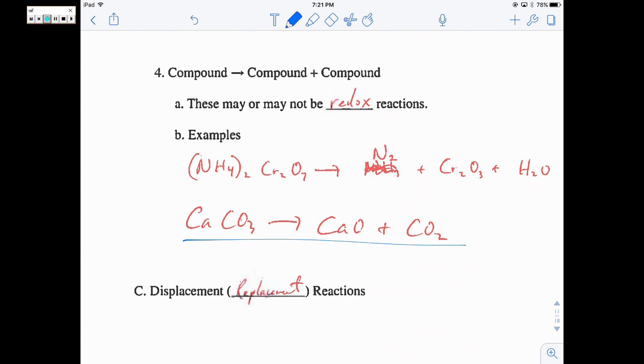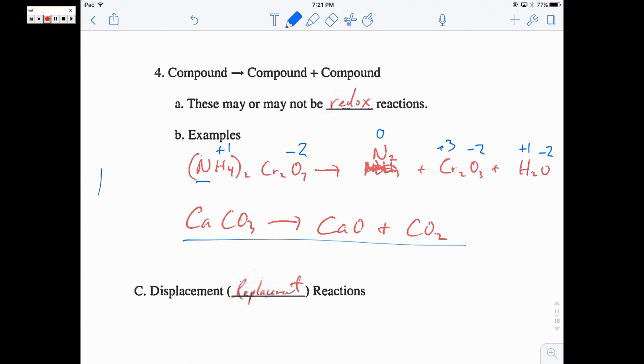The one above it though has -2, +1, -2. That means the chromium here is +3, nitrogen is 0. That's kind of the giveaway, that there's an element that's 0 on one side that is not elemental on the other. You can see that the nitrogen here is definitely in a compound, so it's not going to have an oxidation number of 0. We know that the hydrogen's +1.